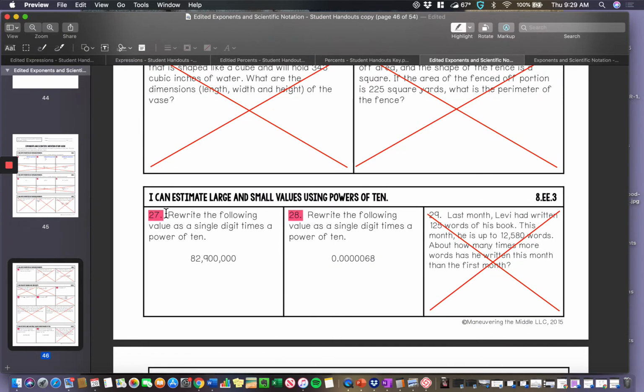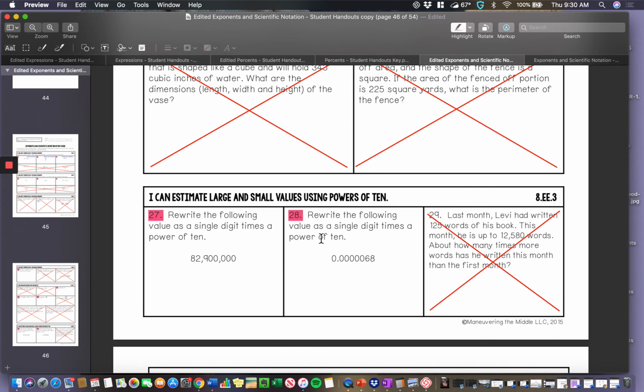The last part of your page says I can estimate large and small values using powers of 10. For number 27, we're going to rewrite the following value as a single digit times the power of 10. Remember, our decimal point will come between the first and second number. Wherever we moved the decimal is what 10 will be raised to in your exponent. So for example, it'll be something like 8.29 raised to the power of, and then however many times the decimal place moved to the spot between the 8 and the 2.